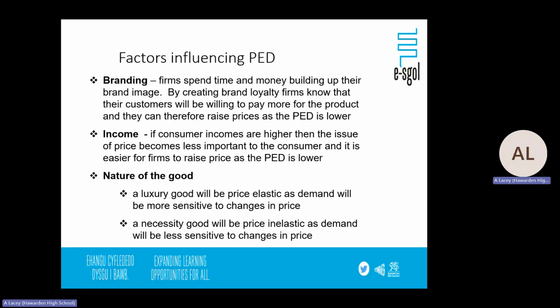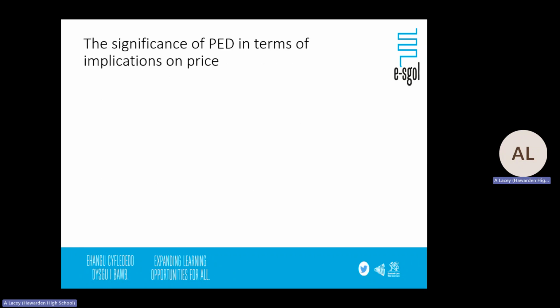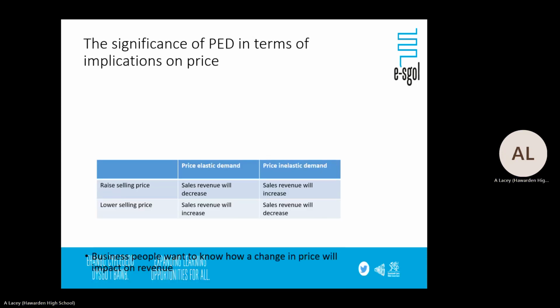And the nature of the good. So if it's a luxury good, for example, the demand will be price elastic, as demand will be more sensitive to change in price, and a necessity good will be price inelastic, as demand will be less sensitive to change in price. So the significance of PED in terms of implications on price.